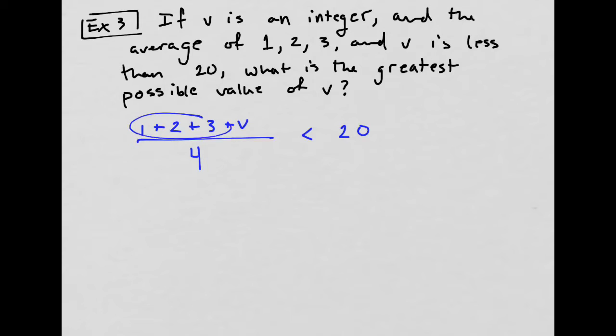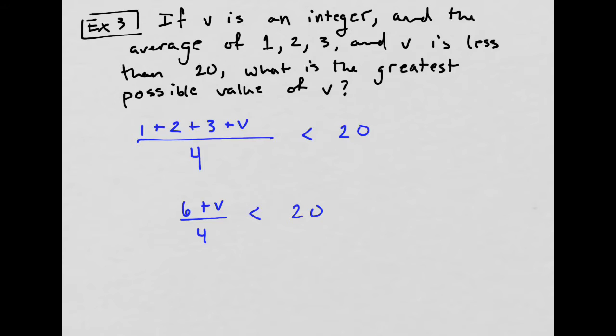Well, I'll combine like terms on the top. What is that? 5, 6? 6 plus v divided by 4 less than 20. Now, a lot of people might reduce that, but that's wrong. You can't do that because it's not 6 over 4. It's 6 plus v, and I don't even know what v is. It's 6 plus v over 4, so you can't simplify that just yet.